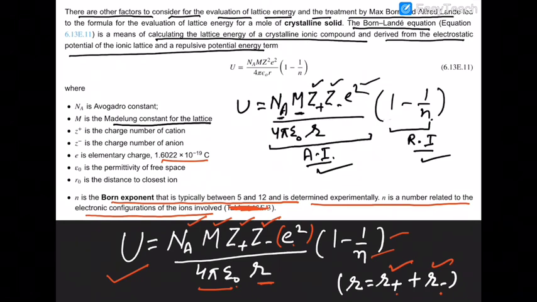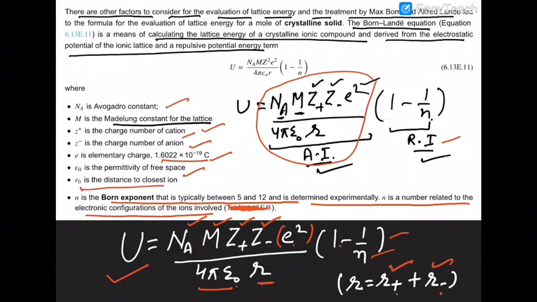So I am repeating once more. In the Born-Lande equation: Avogadro number into Madelung constant M, charge on the cation into charge on the anion, divided by 4 pi epsilon naught R, into 1 minus 1 by n. The 1 minus 1 by n term is called the repulsive interaction, while this portion is called the attractive interaction. Na is the Avogadro number, M the Madelung constant, Z plus the charge on the cation, Z minus the charge on the anion, e is the charge value, epsilon naught is the permittivity of free space, and R is the closest distance of approach.